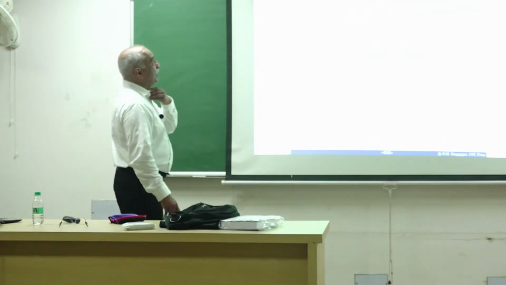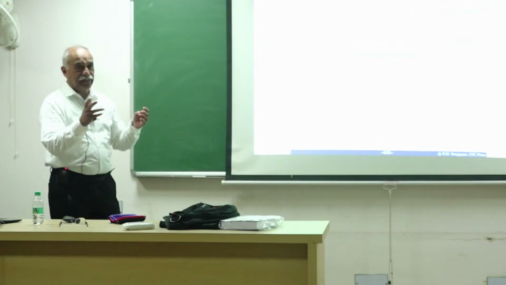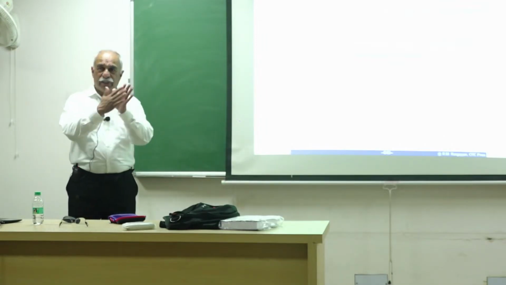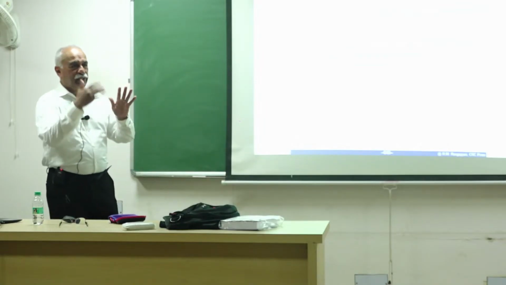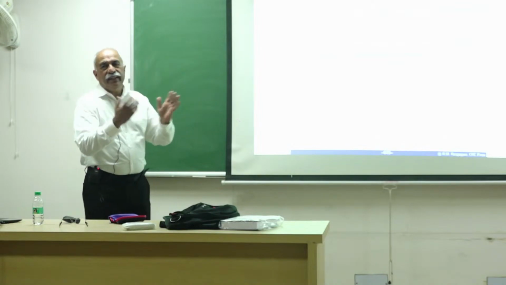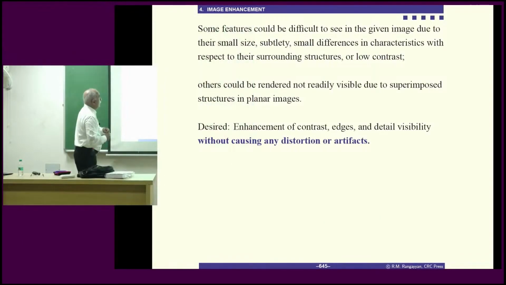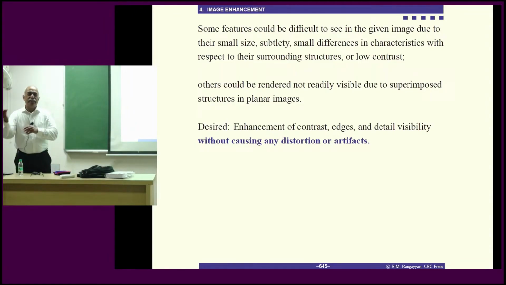So some could be difficult to see due to small size, subtlety, small differences with respect to surrounding structures, low contrast, superposition by other tissues, as I said, breast tissues, normal tissues, and calcifications and tumors. They're all superimposed, then the calcifications may not be visible. So what is desired is enhancement of contrast, edges, and detail visibility without causing any distortion or artifacts. So you don't want to cause something else to appear, leading to false diagnosis.